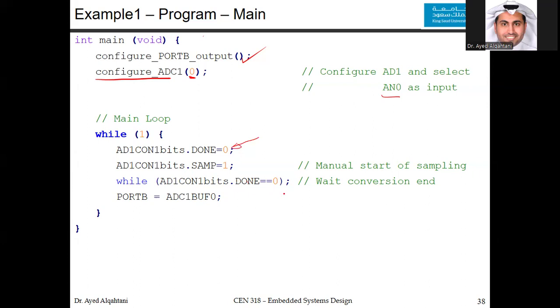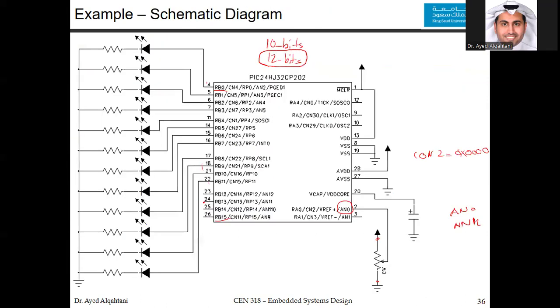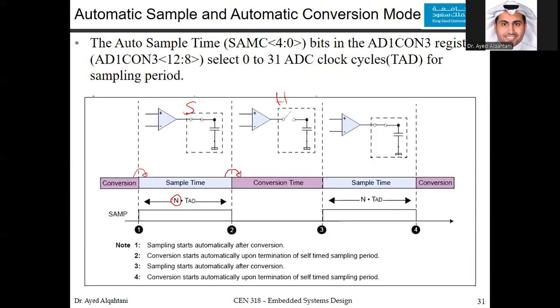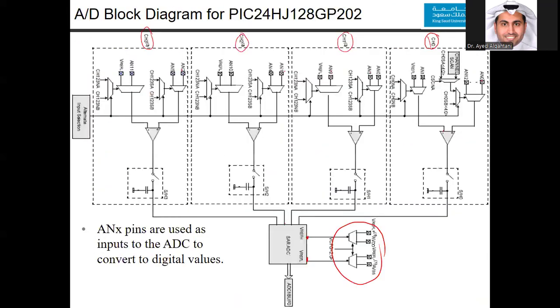How to read the digital value? You just read the buffer. This buffer, you put it in port B and you show it in the LED. Just to remind you, where is this buffer in the hardware? This buffer is right there. Here.